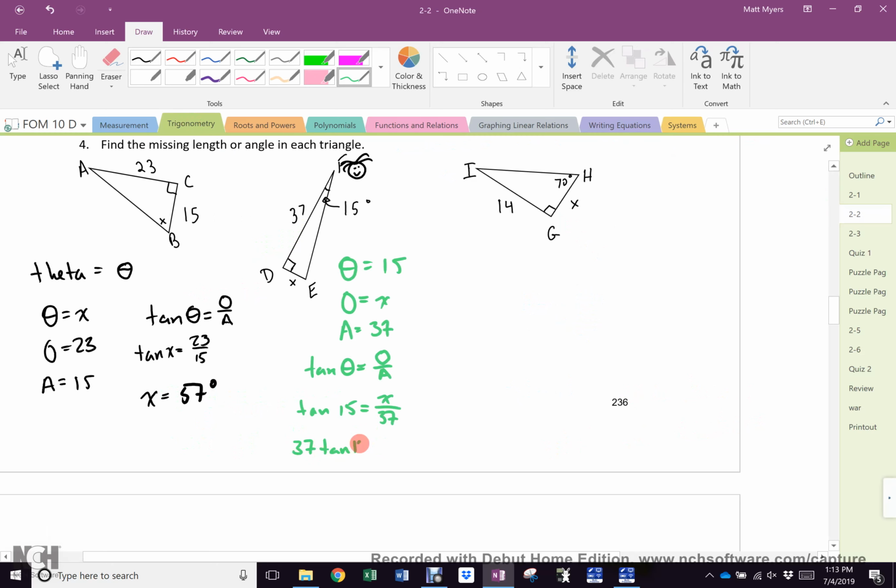37 tan 15. Now, if you're a backwards calculator person here, you need to do 37 times 15 tan, right? Or 15 tan times 37. What is your answer? You don't have to write the second bracket on your calculator. Oh, I lie, Madeline. Some calculators you do. I found this out recently. I'll talk about that in a second.